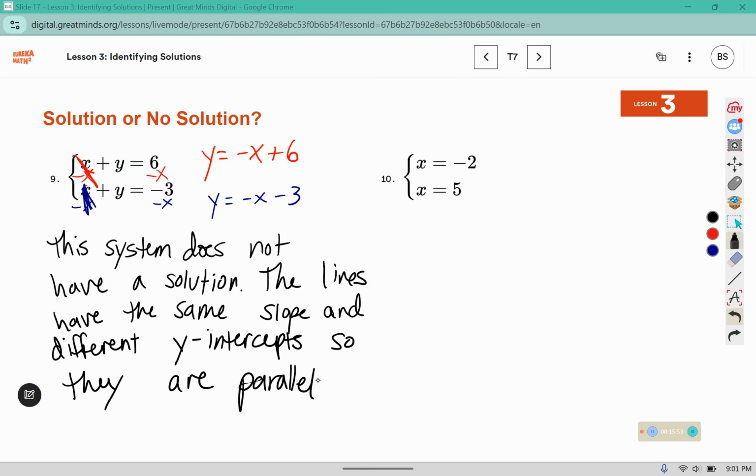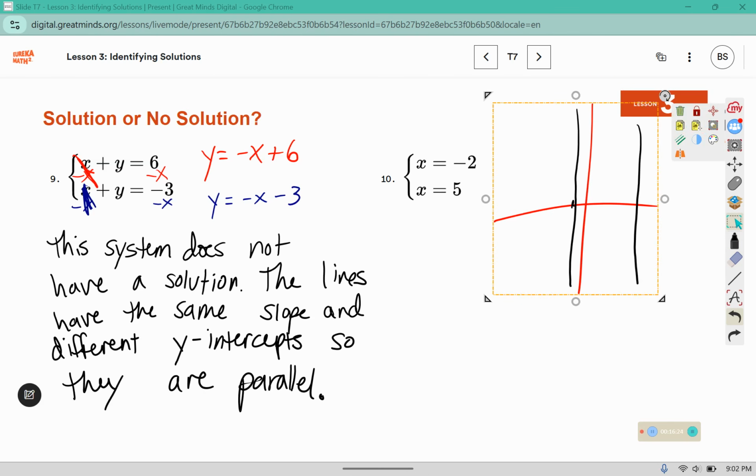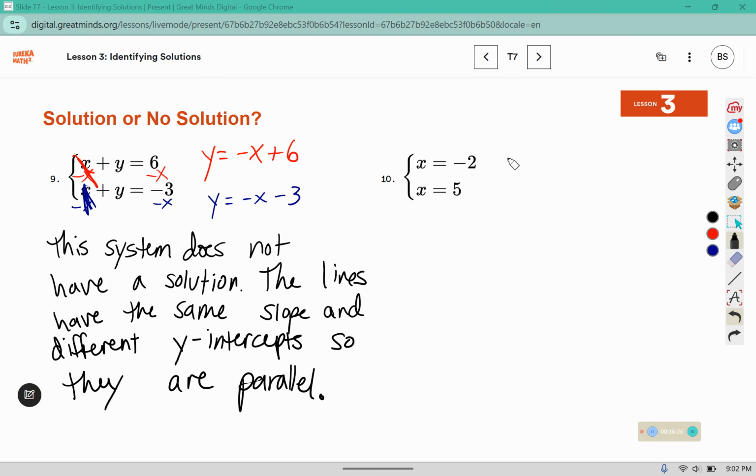If they're parallel, they never cross, so we have no point of intersection, and that point of intersection would have been a solution, but we don't have a place where they cross. X equals -2 is a line that crosses the x-axis at -2, and x equals 5 is one that crosses the x-axis at +5. Those are both vertical lines, so those have the same slope and they are parallel.